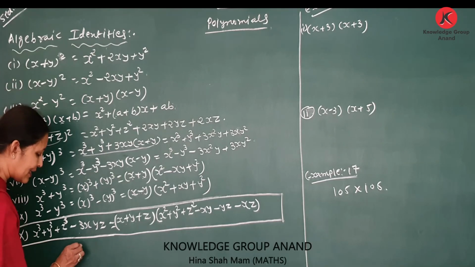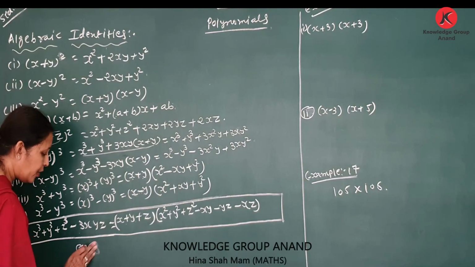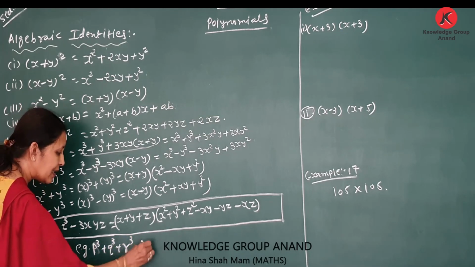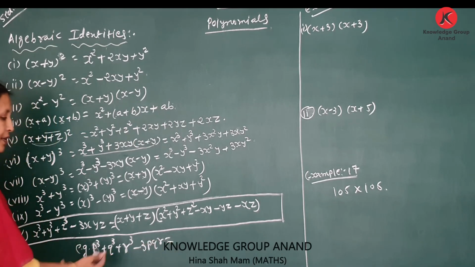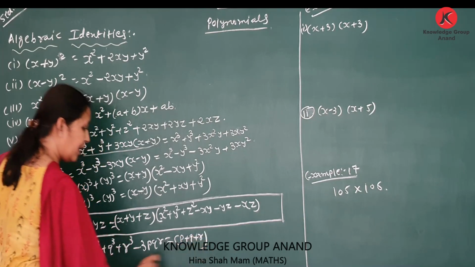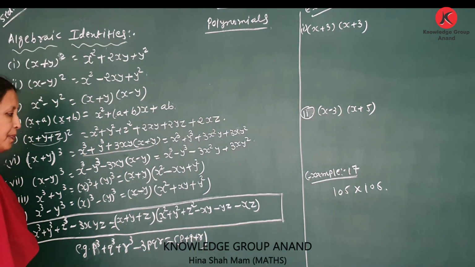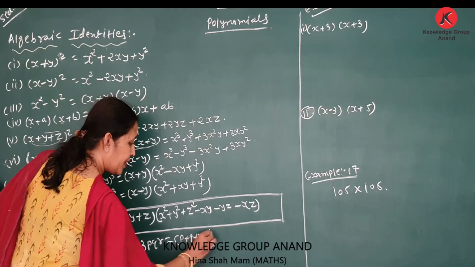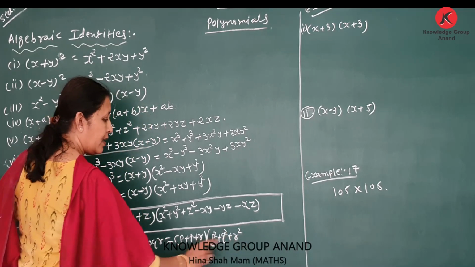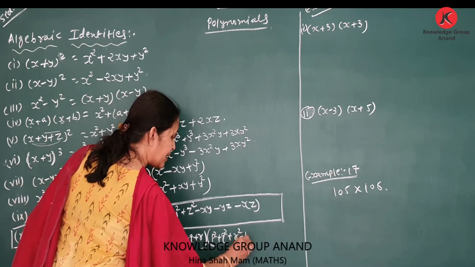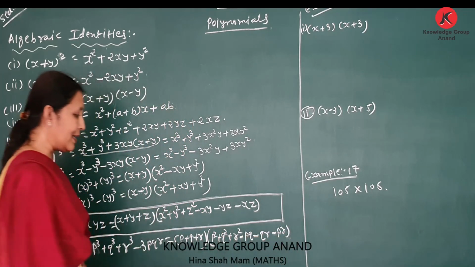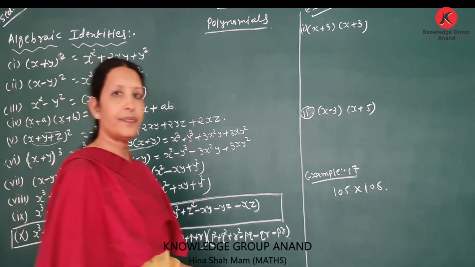Suppose this sum is like p cube plus q cube plus r cube minus 3pqr. Then what type of factors do we write? (p plus q plus r). Here first we write the three variables, p plus q plus r. Then the other bracket, p square plus q square plus r square, minus the multiplication of these terms, minus pq minus qr minus pr. Write like this. Clear?